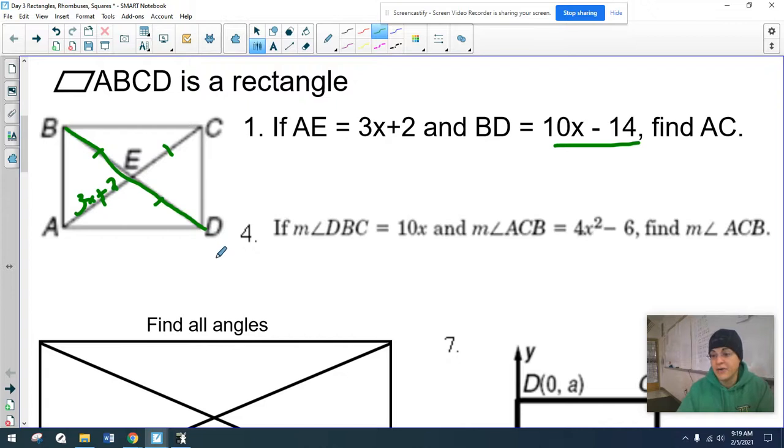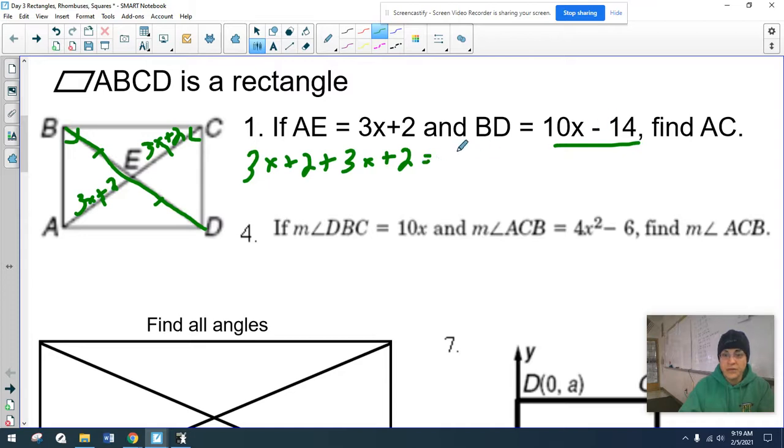Okay, so when you have a picture, I would put in the properties you know about it. You know they're all 4 right angles like this. If you have 2 of them, that's enough to decide that all 4 of them are right. Okay, and then you also know that all 4 of these inside here are equal. So if that's 3x plus 2, this is 3x plus 2. Okay, and this entire thing would be equal to this entire thing. So that's what we're going to do. We're going to take 3x plus 2 plus 3x plus 2 and equal it to that 10x minus 14.